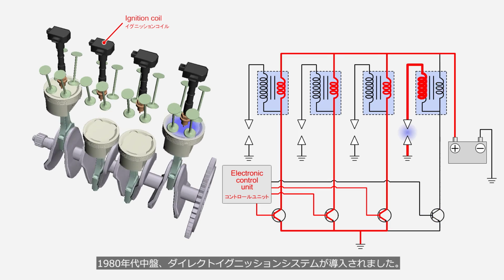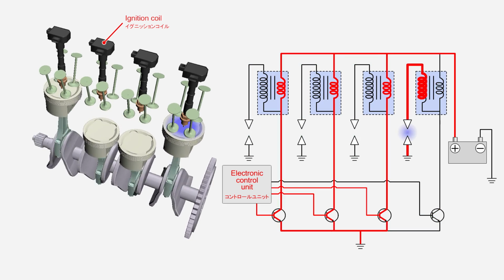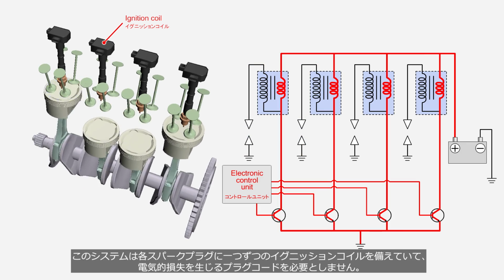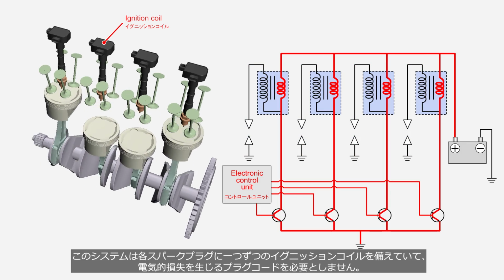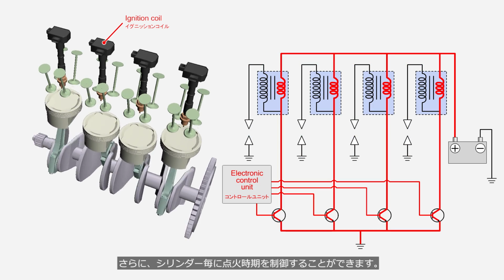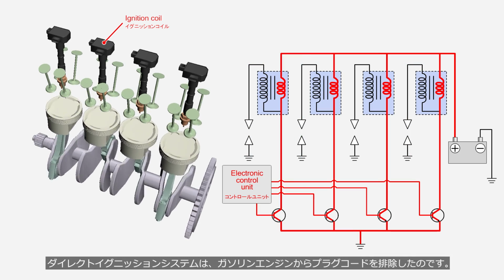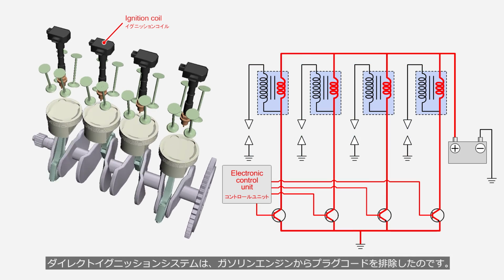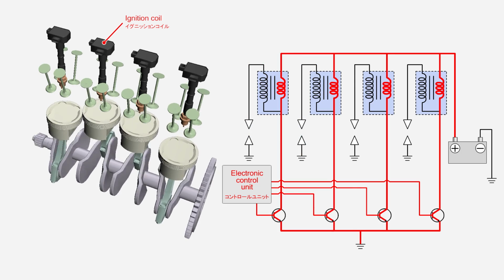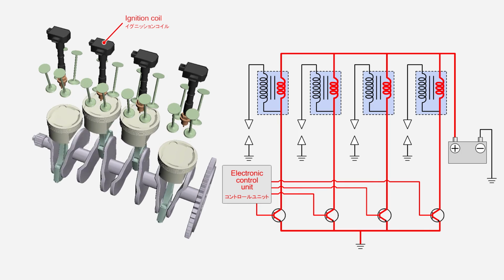In the mid-1980s, the coil-on-plug ignition system was introduced to the market. This system is equipped with an individual ignition coil for each spark plug, and does not require plug wires that can cause electrical losses. Furthermore, it can control ignition timing individually for each cylinder. The coil-on-plug ignition system has eliminated plug wires from gasoline engines. Today, most gasoline engines are equipped with this system.